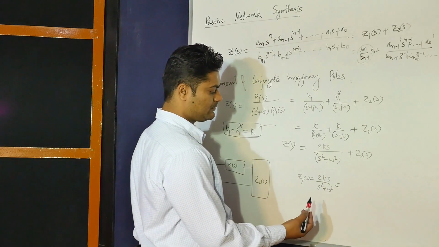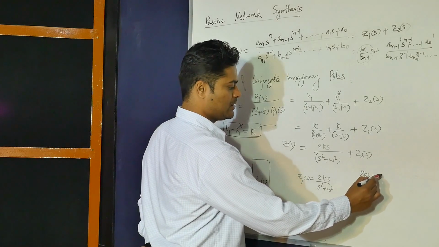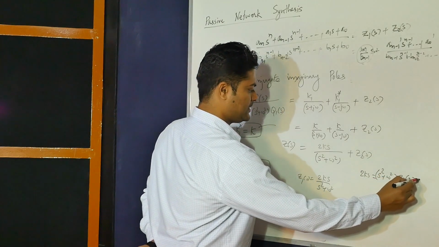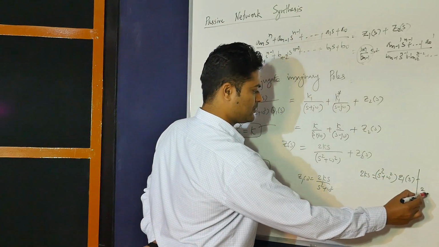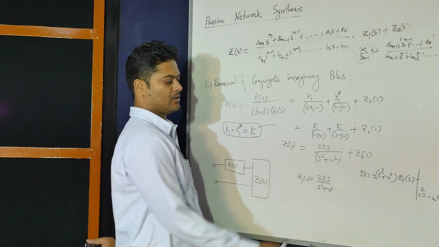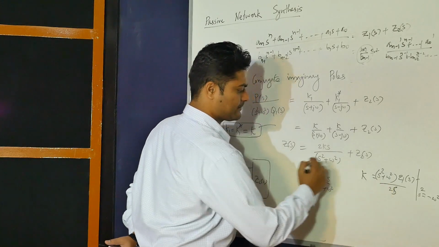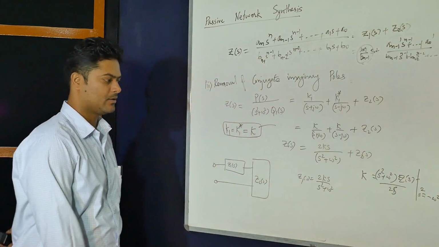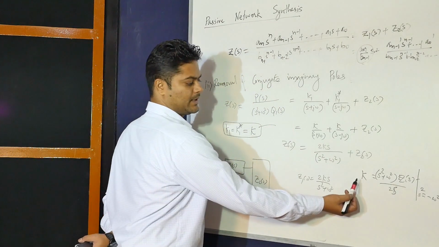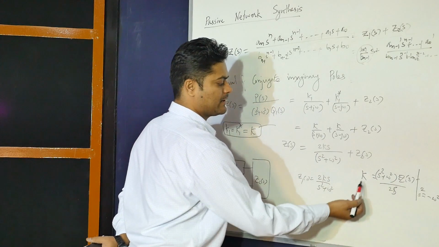So the way in which we will find out, 2ks is equal to s square plus omega square into Z1(s) at s square equal to minus omega square, right? This way we can find out the value of k. Or straight away, I can divide this with 2s Z(s). From that we will find out k is equal to s square plus omega square into Z(s) divided by 2s, at s square equal to minus omega square, you can find out k.